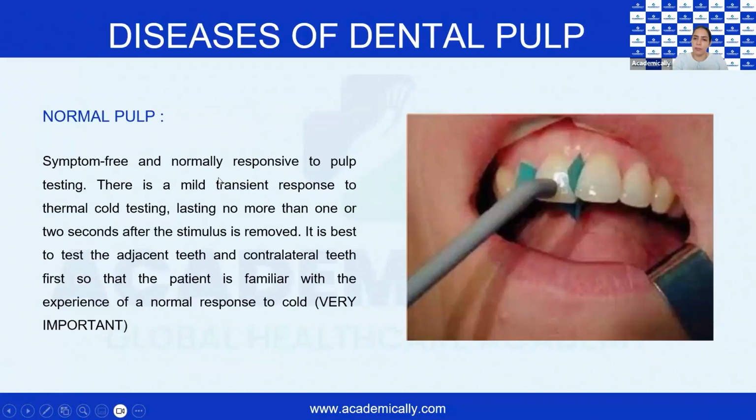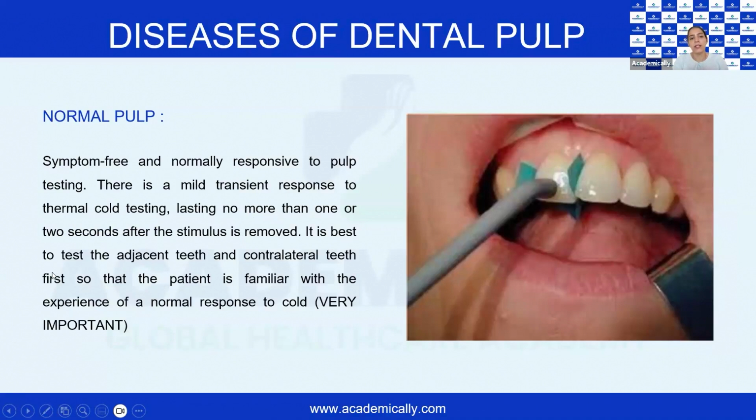What is a normal pulp, a healthy pulp, what is symptom-free, histologically healthy, mild transient? It is because it has healthy pulp fibers, so it will show a mild transient response to the stimulus, which could be thermal cold testing. As soon as the stimulus is removed, it should return back to normal. It may take a second or a part of a second more to come back to normal sensation. So lasting no more than 1 or 2 seconds after the stimulus is removed is a healthy pulp.